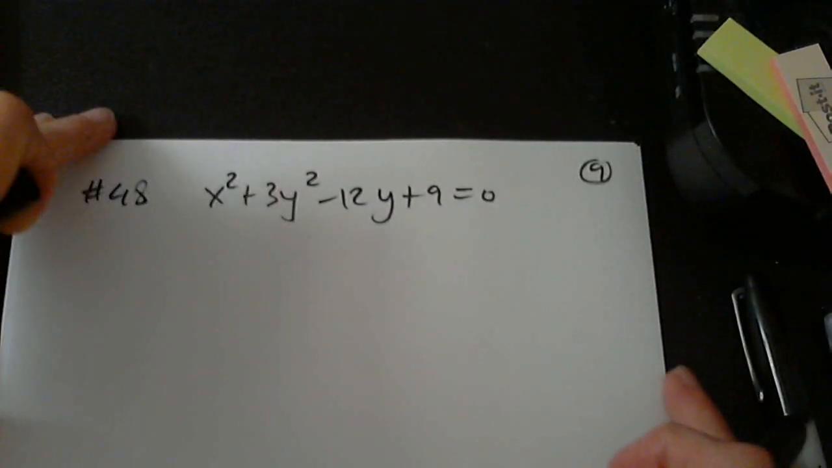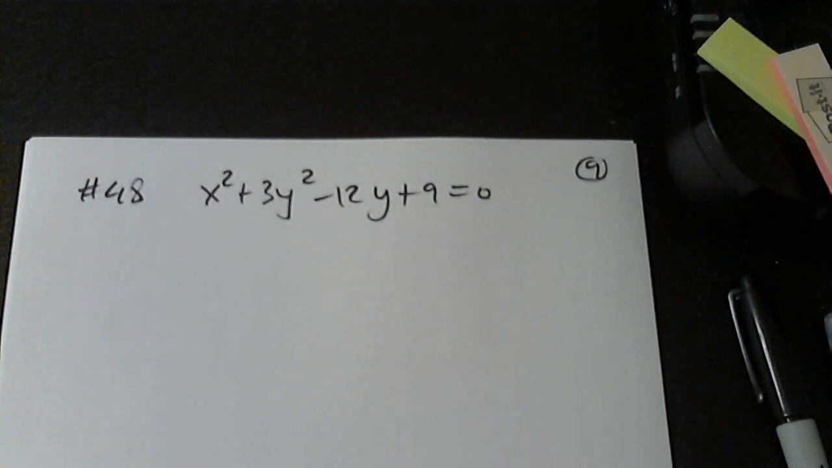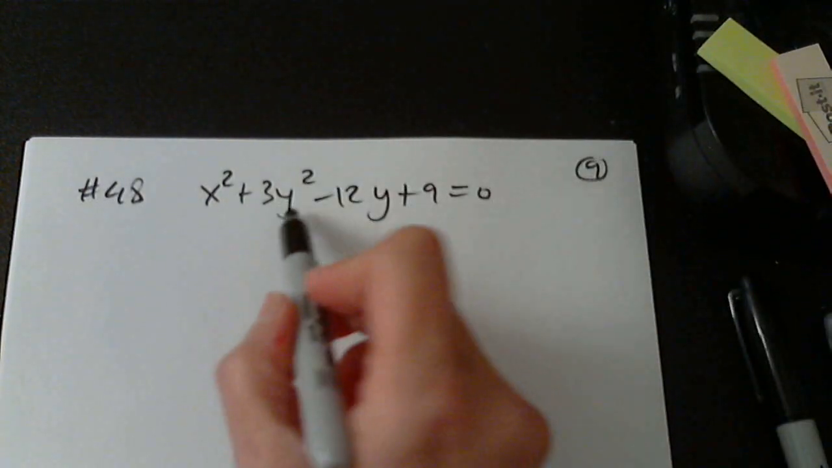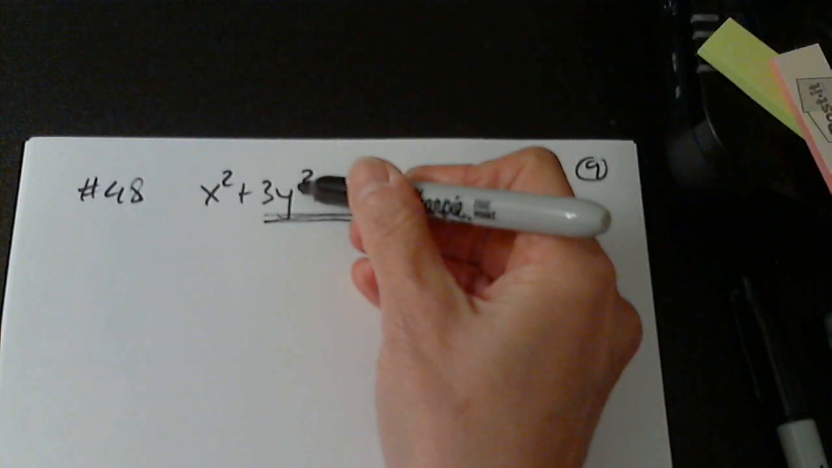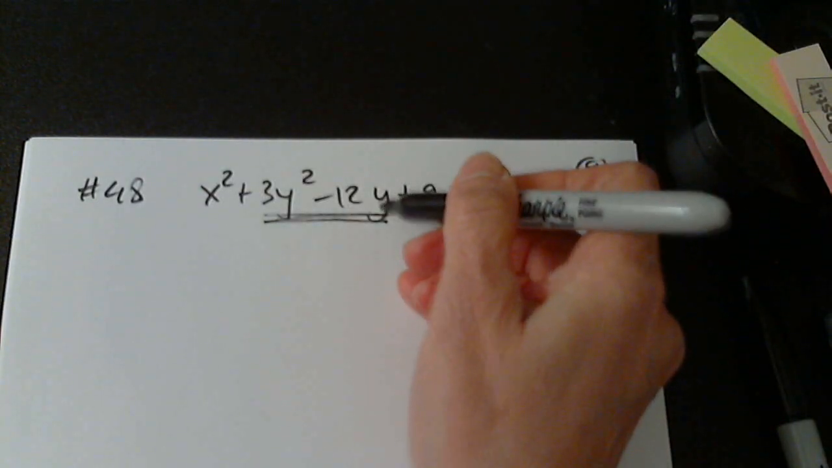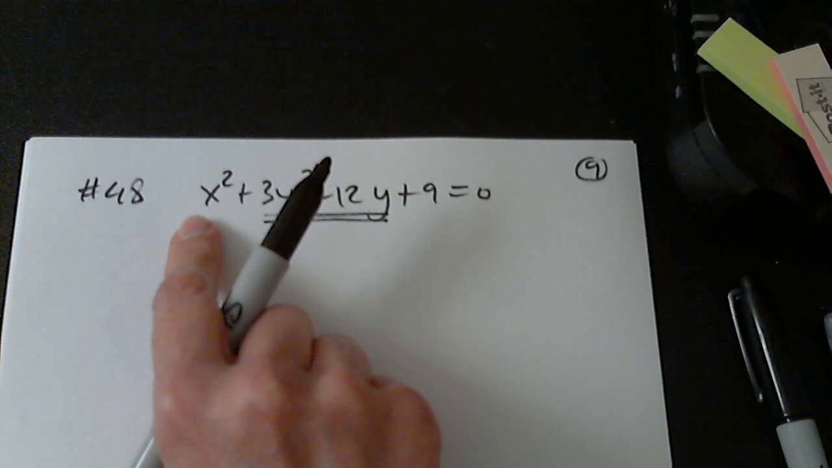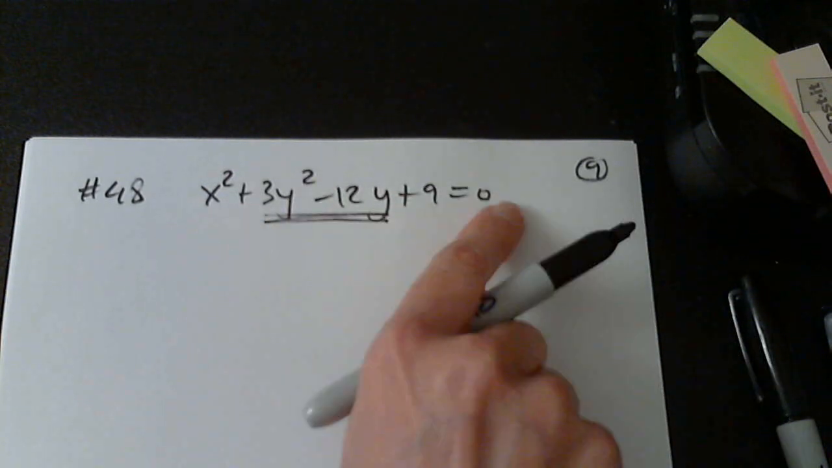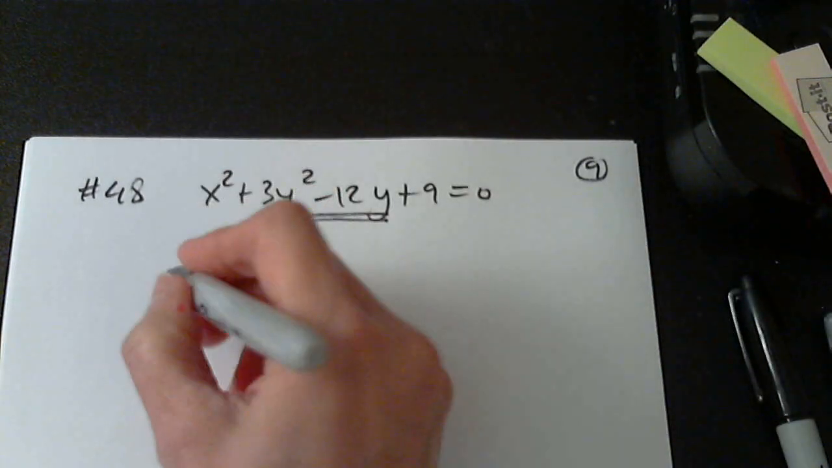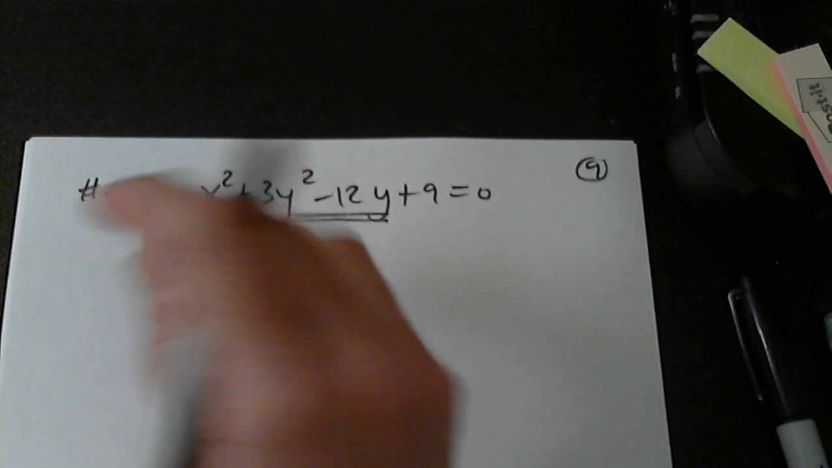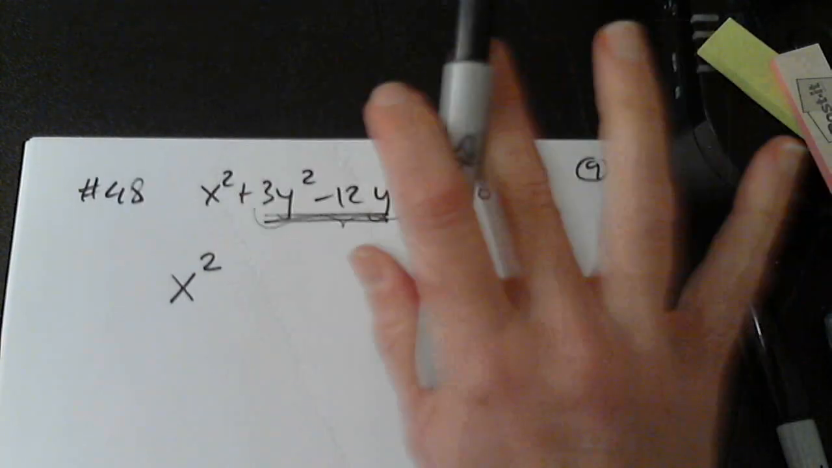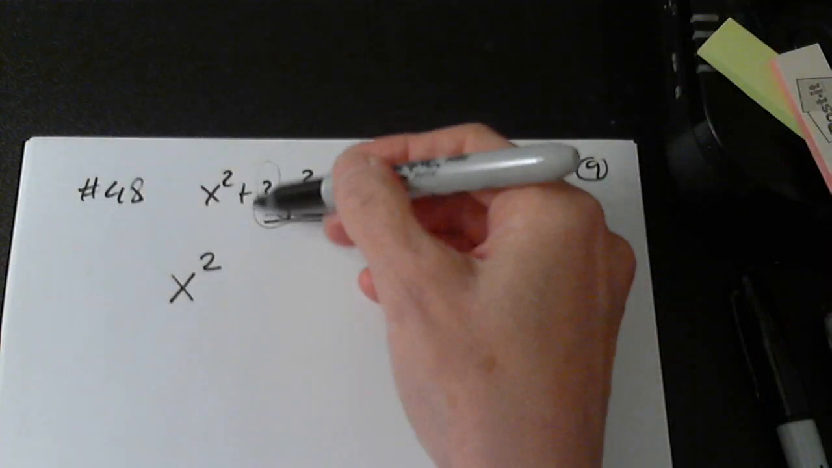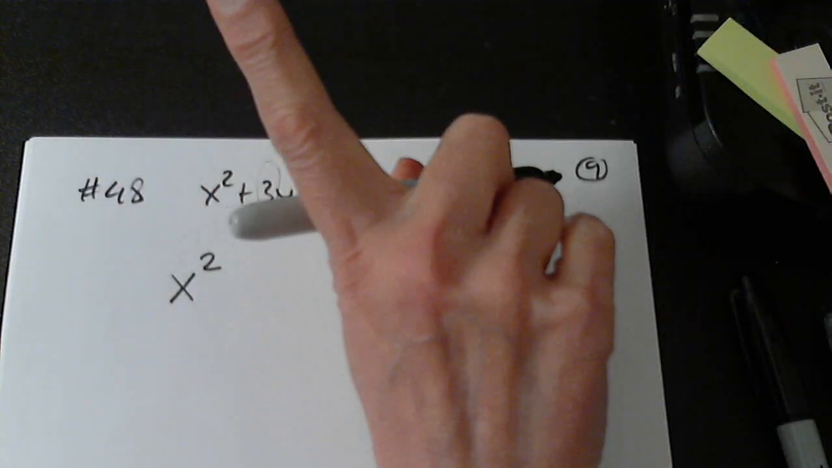48, we have x squared plus 3y squared minus 12y plus 9 equals 0. Perfect. So when we analyze this equation, we realize that we have two terms with y, one with y squared and one with y, but we only have one term in x, which is the x squared. So there is nothing I can do to x squared. Done. But here, I cannot complete the square if the leading coefficient is not 1.